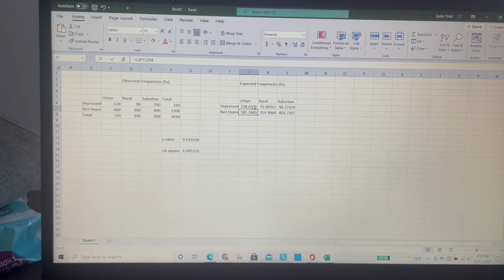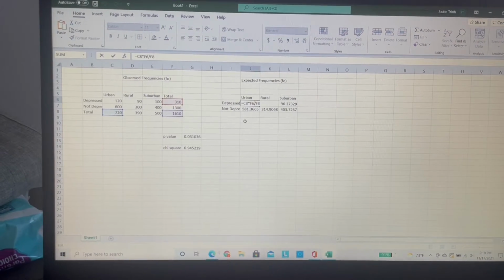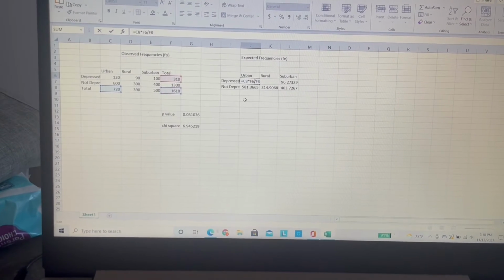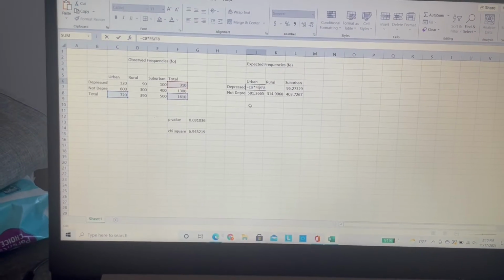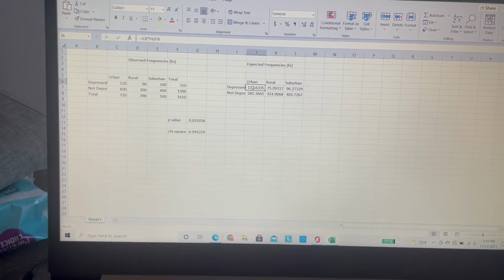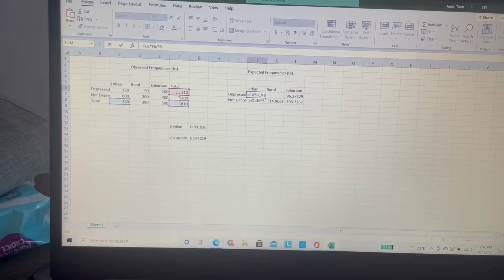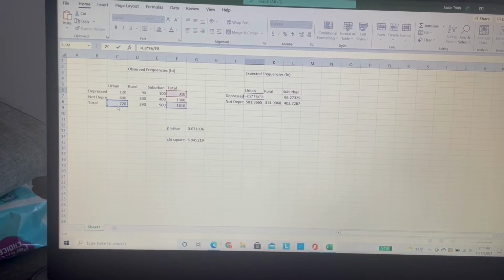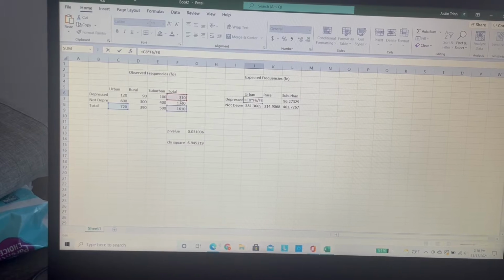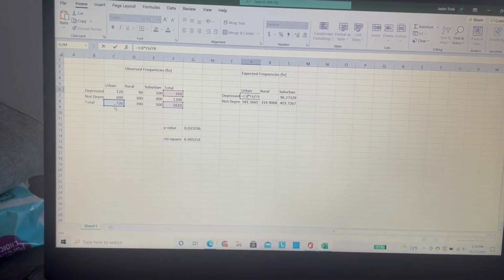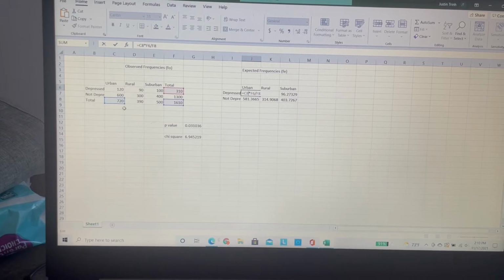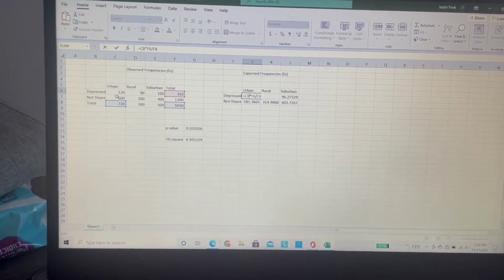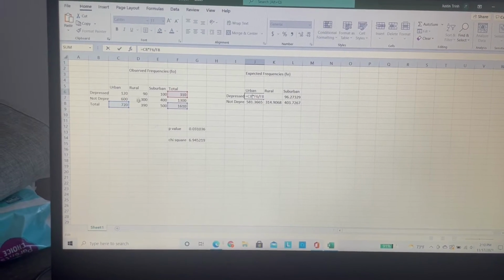Now what you want to do is get depressed and urban. Between depressed and urban, it's 120. Well, the expected frequency of that is going to be the total of the row, 310, and the total of the column, 720, times each other, and you divide it by the grand total. Like 720 plus 390 plus 500 equals the total. You see how it is.